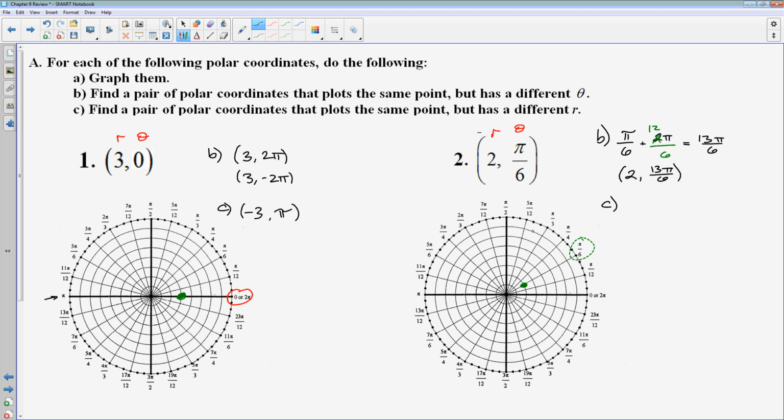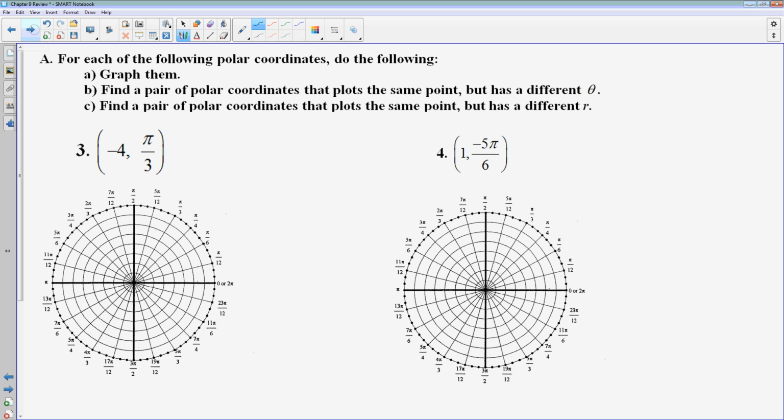Part C is same point but a different r. Well, if my r was positive 2, the only other possible different r I could use is negative 2. And negative 2 means you're running away from an angle. Now, when you look on the opposite side of the circle, the denominator stays the same when you go straight through. So I'm going to look at the other over 6 angle. And in this case, the one in the third quadrant is 7 pi over 6. So it's going to be negative 2 and positive 7 pi over 6. There we go.